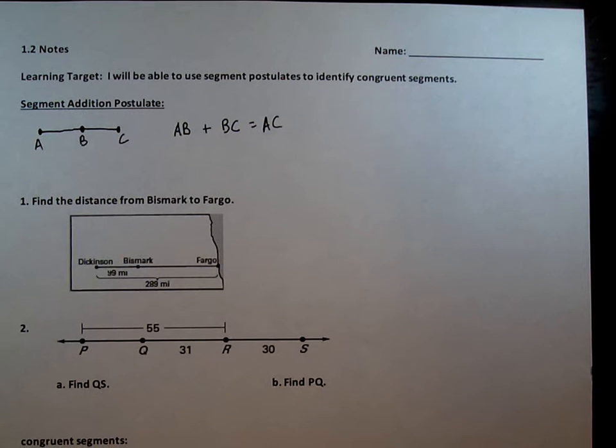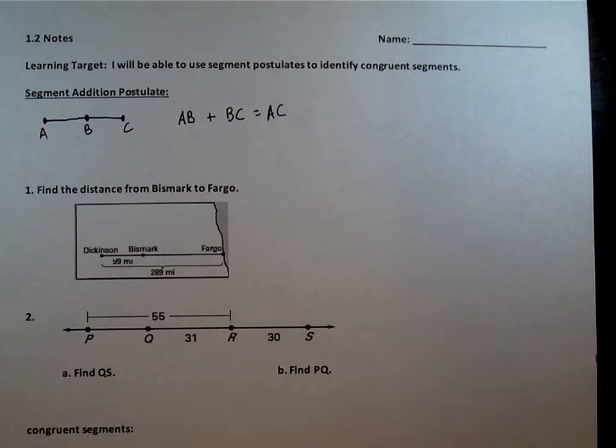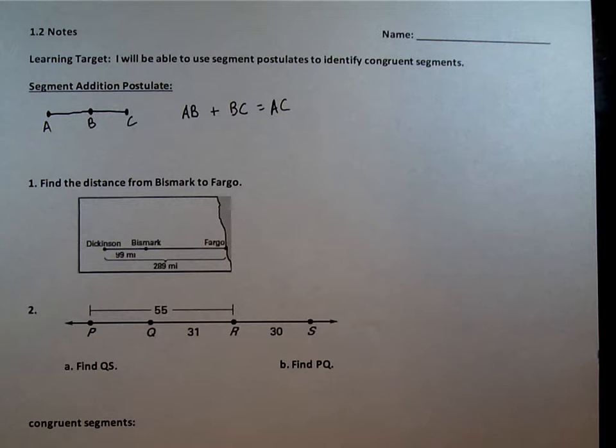So let's take a look at this picture of South Dakota. They've got a straight line segment there. It says from Dickinson to Bismarck is 99 miles. If you go from Dickinson all the way to Fargo, you go 289 miles. So the question is, how far is it to get from Bismarck to Fargo?